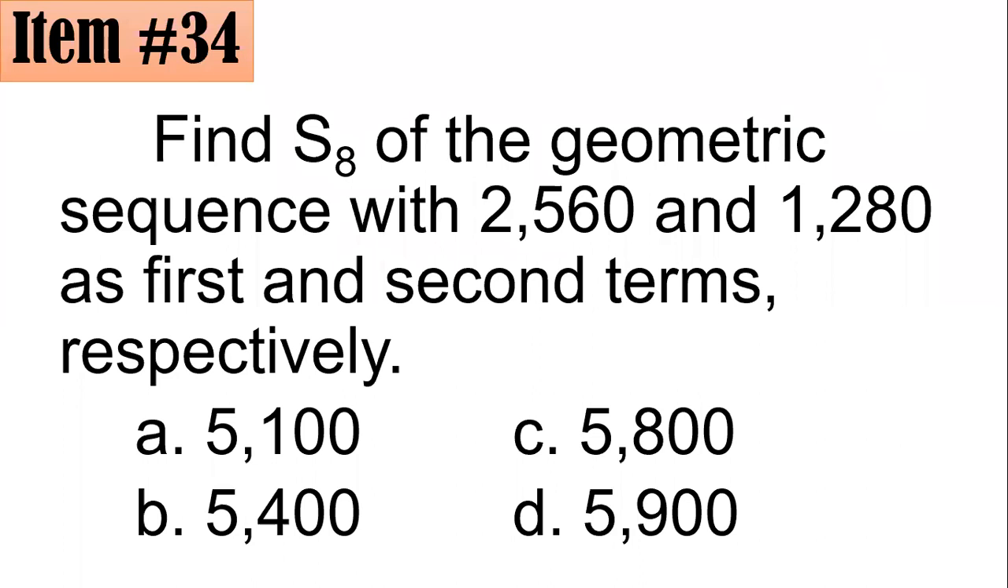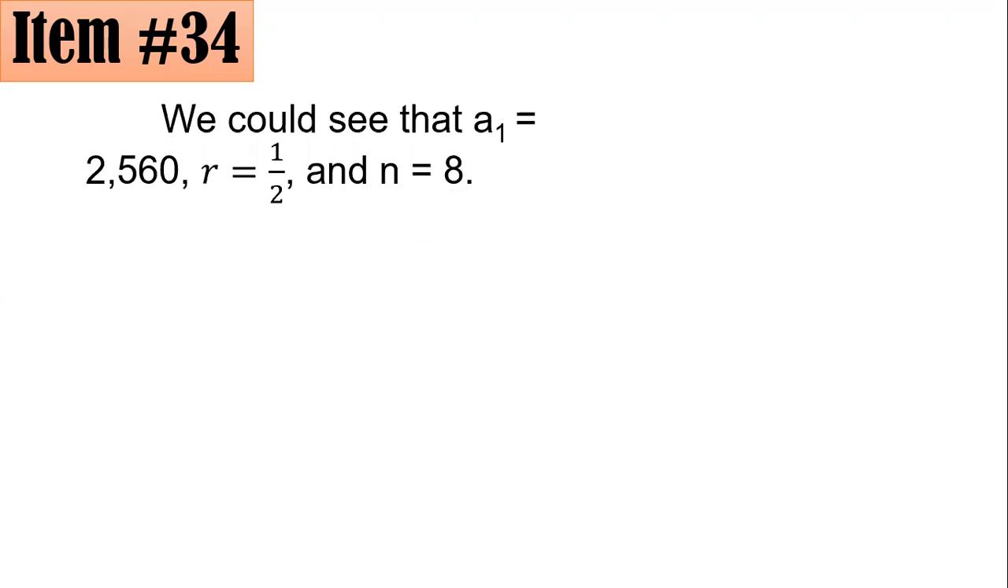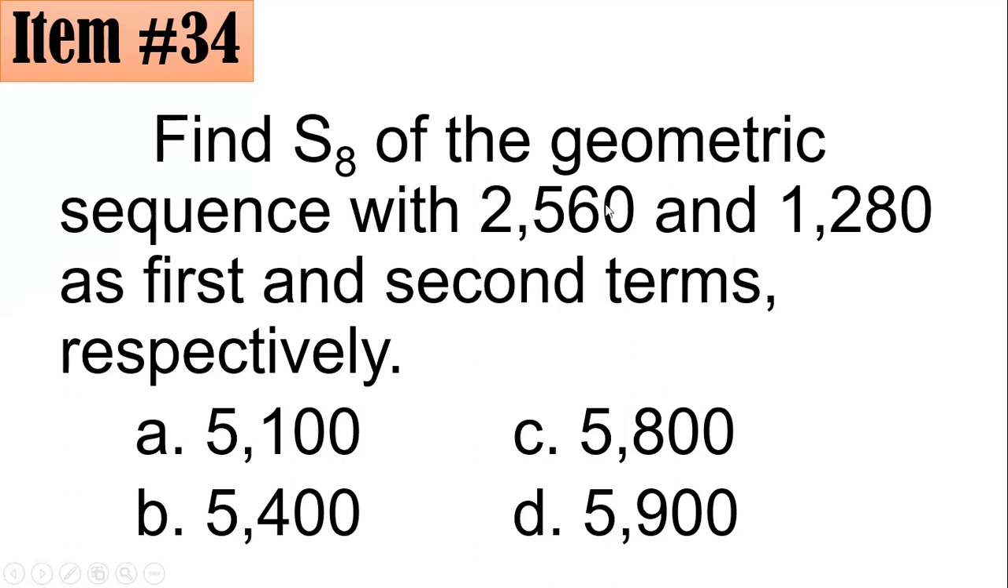Okay, so I'm referring to a geometric sequence here. You could actually see that the second term is smaller than the first. So this is telling us that your common ratio is more likely between 0 and 1. Okay, so with that, we could see that your first term is 2,560. And to get the common ratio, you have to divide the second by the first term. So 1,280 divided by 2,560 will give you 1/2.